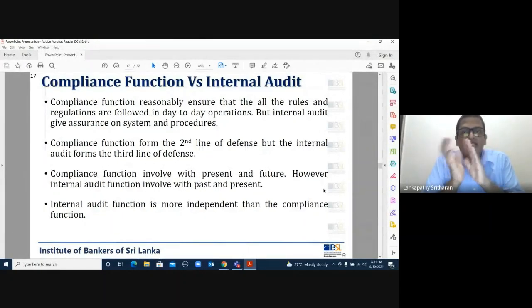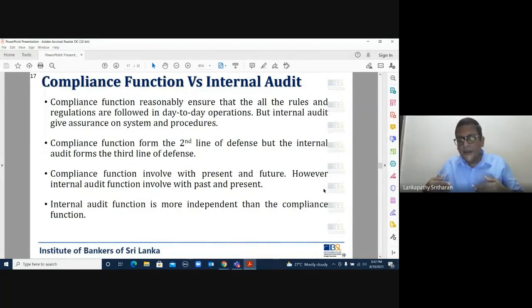The compliance function versus internal audit function. The compliance function reasonably ensures that all the rules and regulations are followed in day-to-day operations, but internal audit gives assurance on systems and procedures. What does it mean? Generally, what the compliance function is doing is ensuring that all the relevant divisions comply with the rules and regulations, and that there is no compliance risk from day-to-day operations. So they will just ensure that, they will not give an assurance, but the internal audit will give assurance through the systems and procedures.